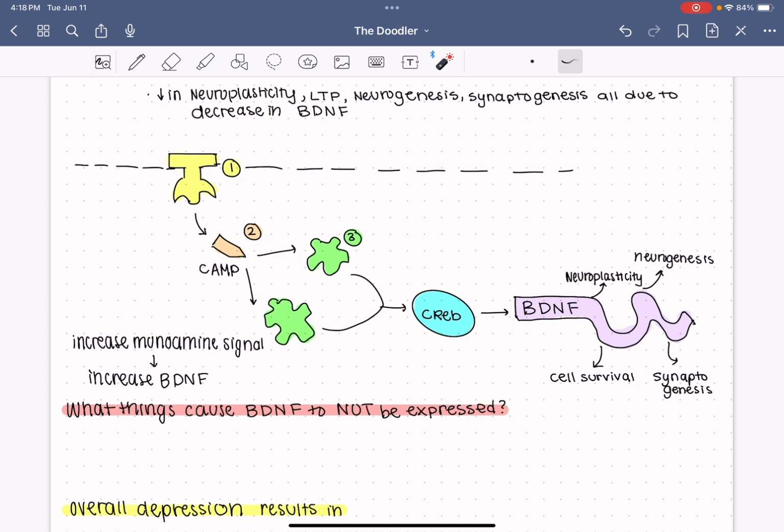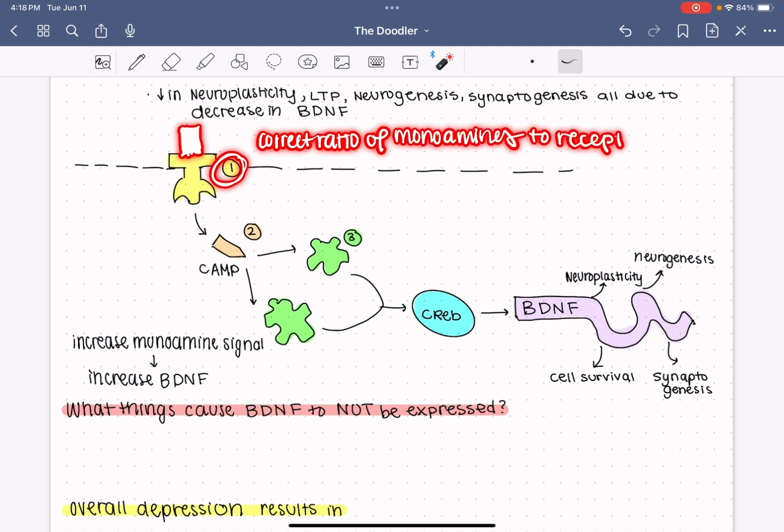So it's thought that in depression, this transcription factor is turned off, and now it leads to all of the symptoms associated with depression. So that would look like, here's the first step in the pathway. So a monoamine comes in. So by directly increasing the level of monoamines, the correct ratio of monoamines to receptors, you would get a better activation of this pathway here.